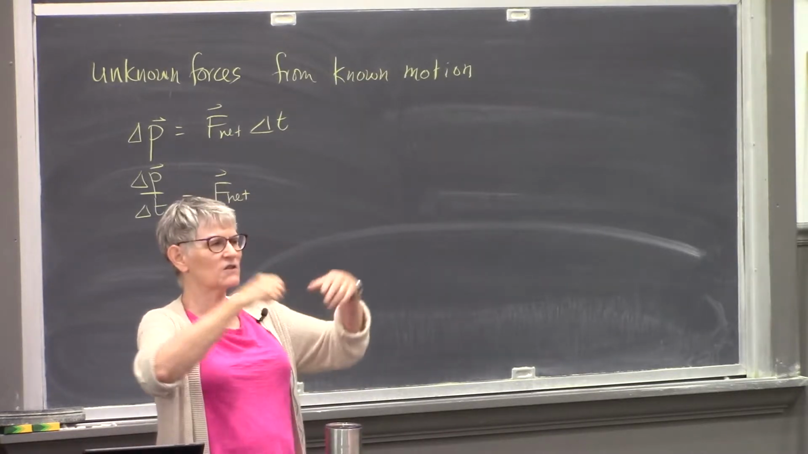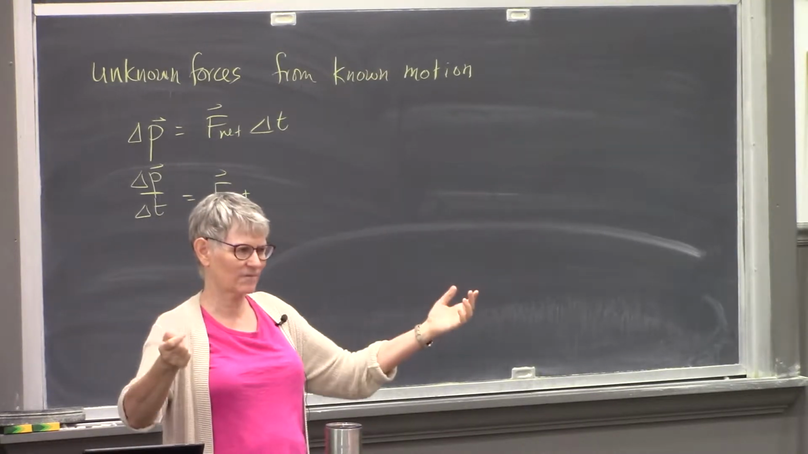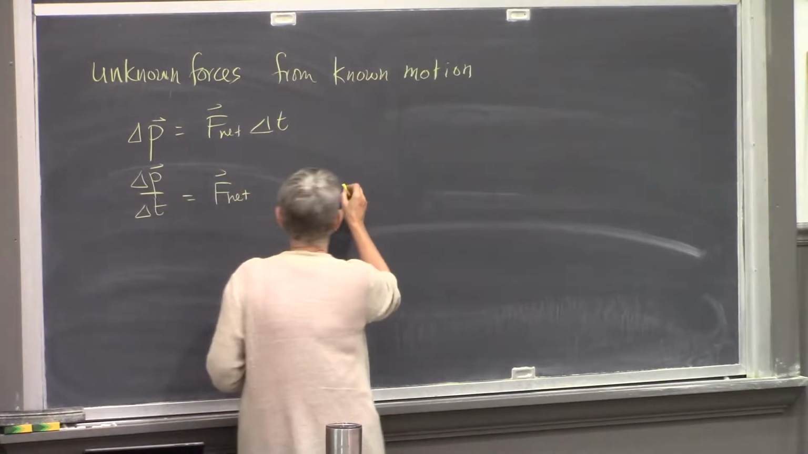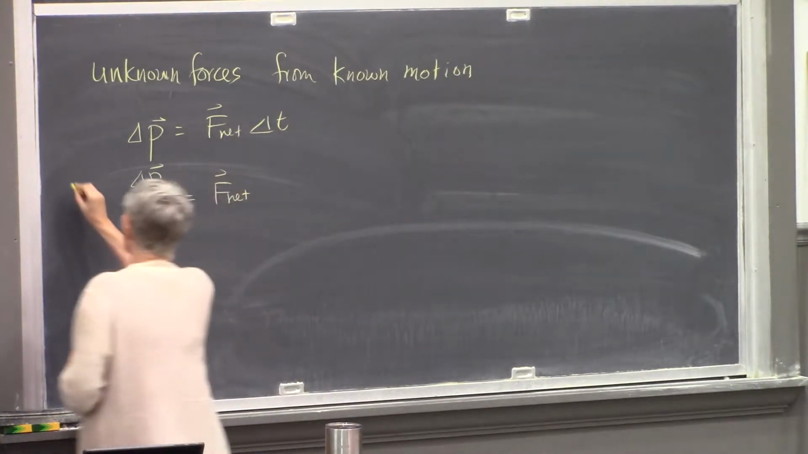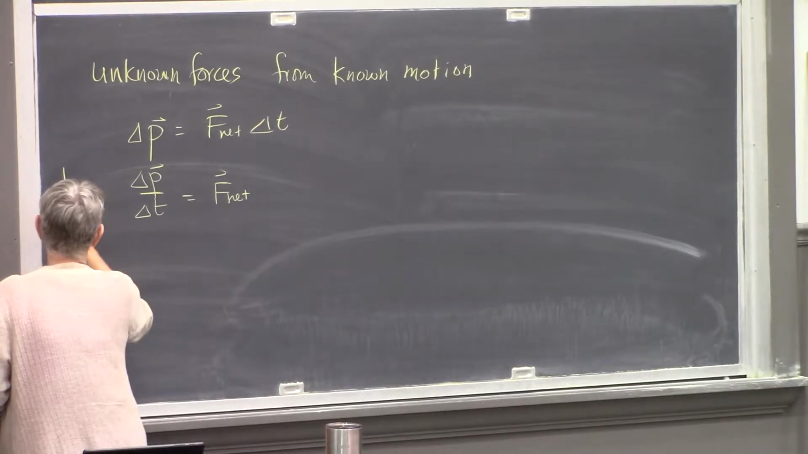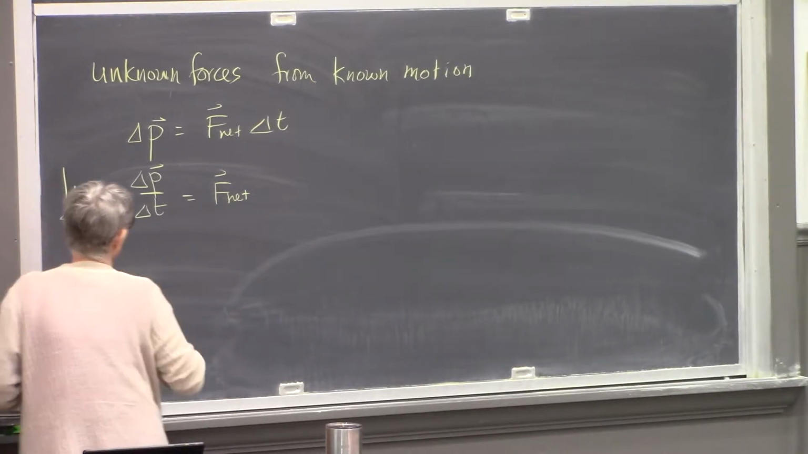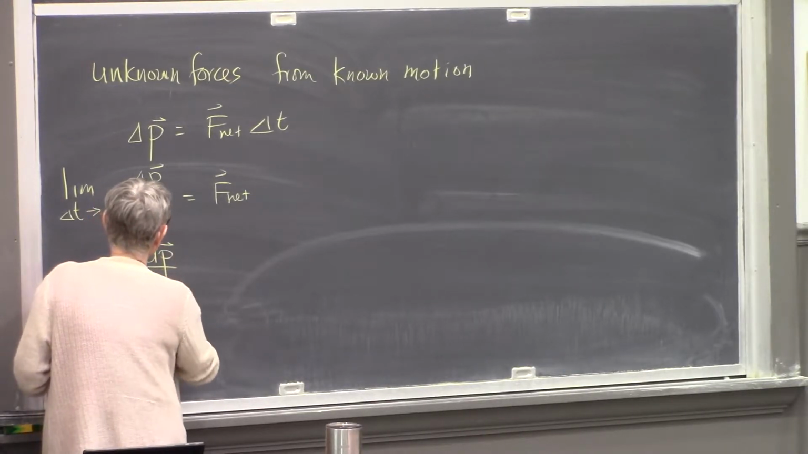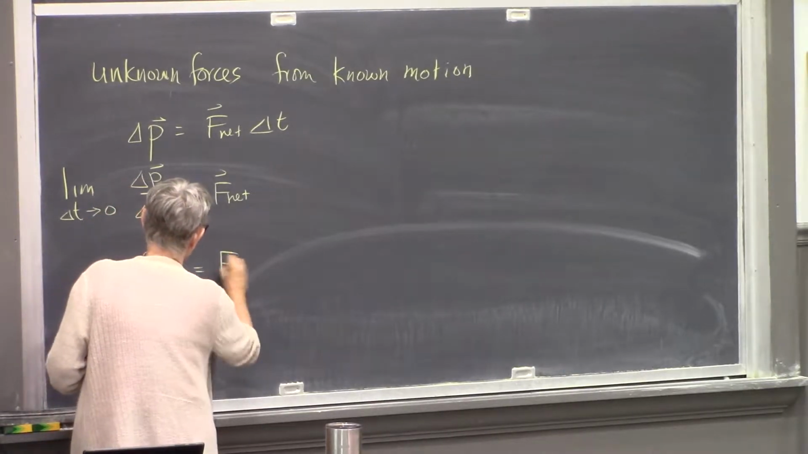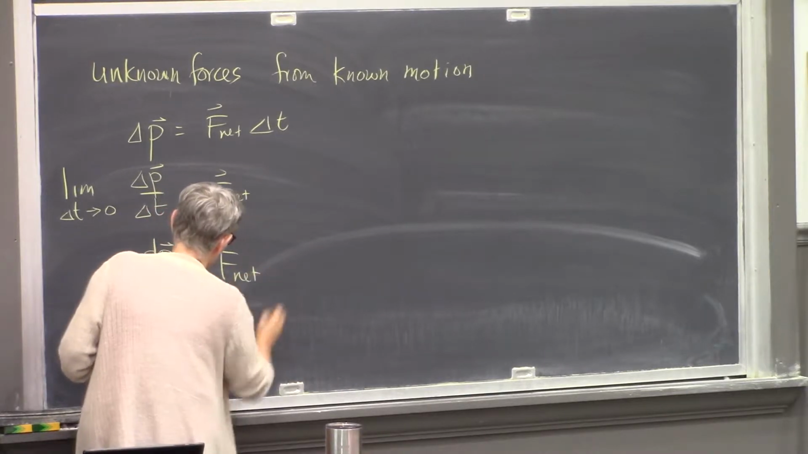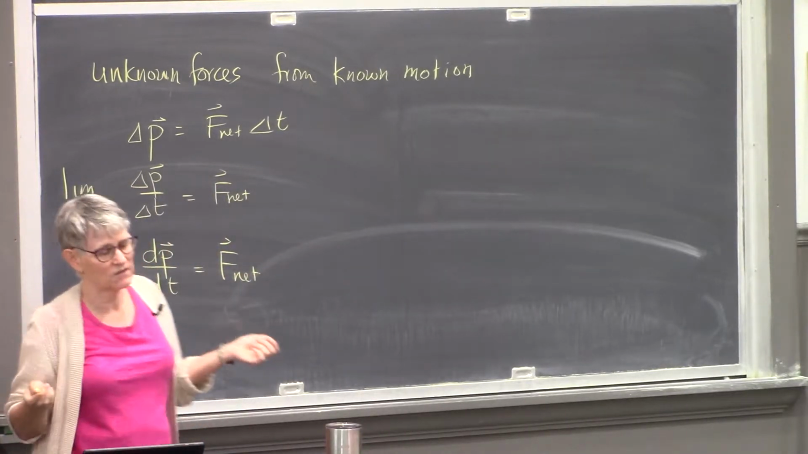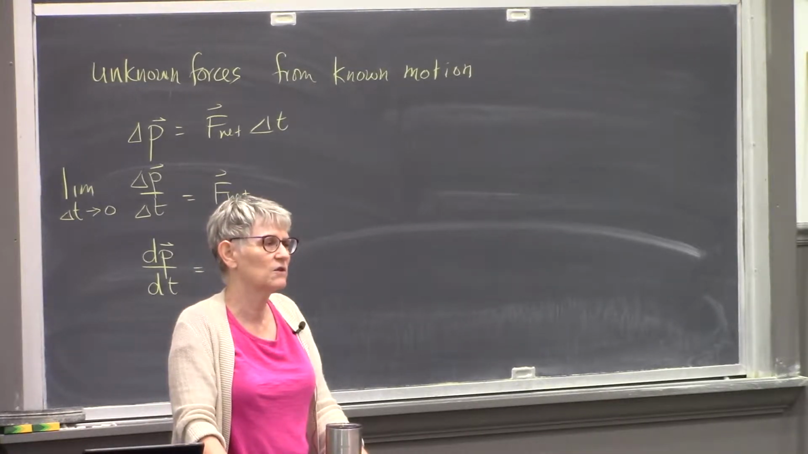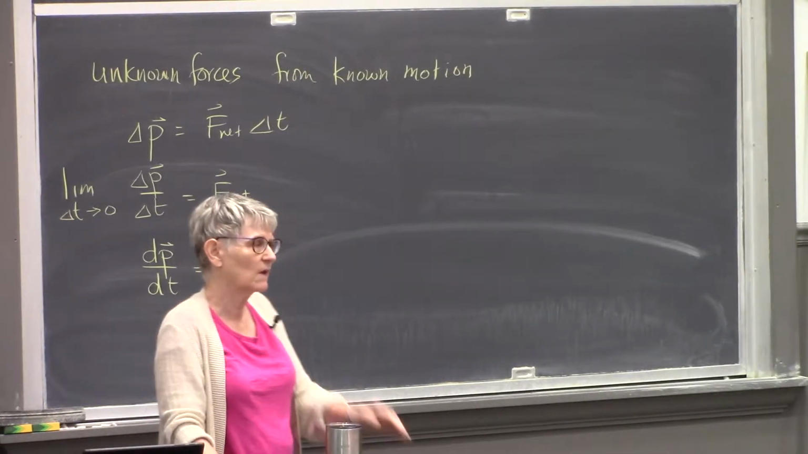Well, if F net is changing fast, then in fact what we want to do is take the limit as delta T goes to 0 of this, and so we get the rate of change of momentum, the instantaneous, so this is the instantaneous version of the momentum principle. The rate of change of momentum is equal to the net force acting on it.